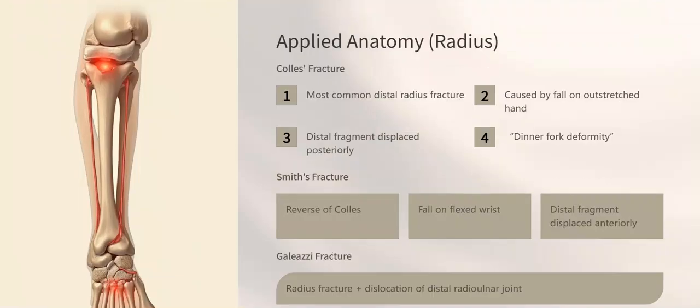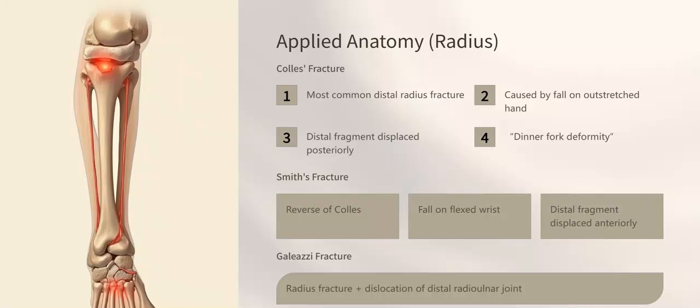F. Applied anatomy, very important. 1. Cole's fracture, most common fracture, fall on outstretched hand, dinner fork deformity. 2. Smith's fracture, reverse of Cole's, fall on flexed wrist. 3. Galeazzi fracture, radius fracture plus distal radio-ulnar joint dislocation.